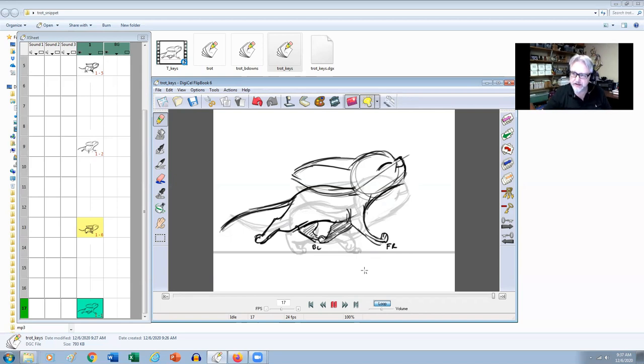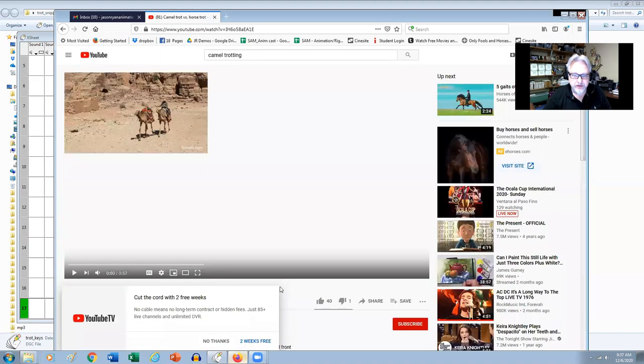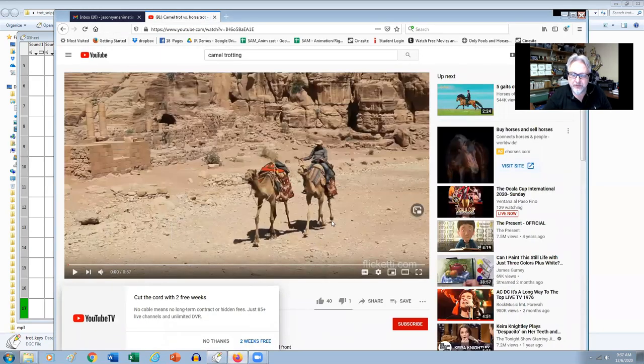So I studied camel trotting, and this is what they do, which is so bizarre. Basically, the legs on either side, they twin, right? So like the left side here twins with each other. So the legs follow a pattern like this on both sides. So let's watch this from YouTube.